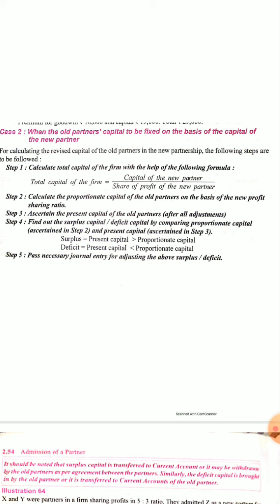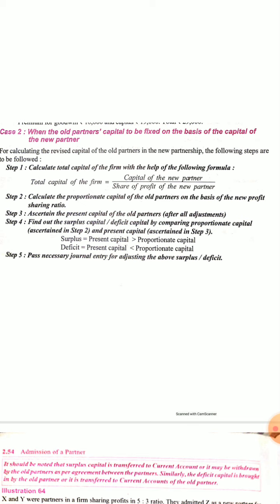According to step 2, you have to calculate the proportionate capital of old partners on the basis of the new profit sharing ratio. As the old partners will also have a different profit sharing ratio, their capital will be according to this new profit sharing ratio because they are going to have partnership in the new firm. So step 2 is to calculate the proportionate capital of the old partners.